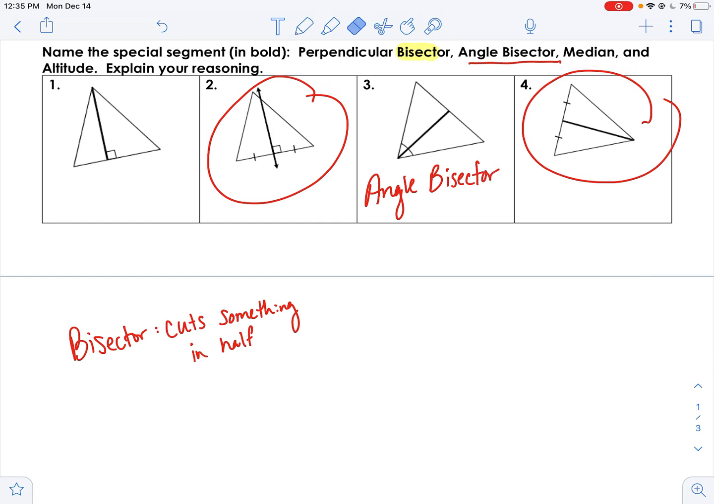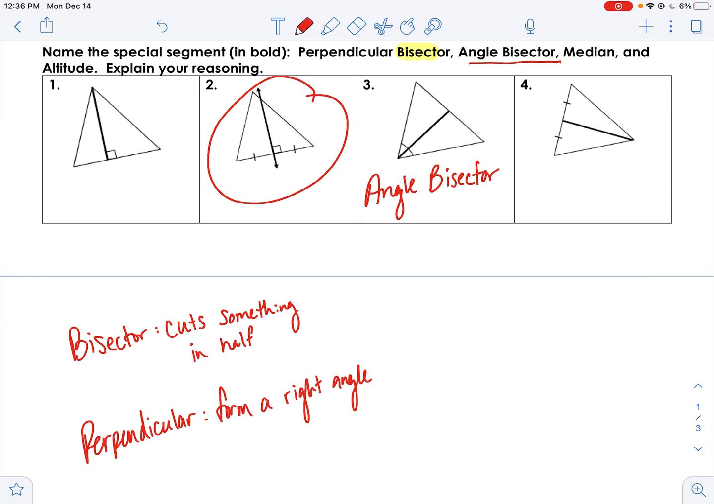Now our perpendicular bisector, that's the only other one that we can identify from our old vocabulary words. And to be perpendicular means to form a right angle or to intersect at a right angle. So out of those two, I need one with a right angle. And it looks like the only one with a right angle is number 2 out of 2 and 4. So that's a perpendicular bisector.